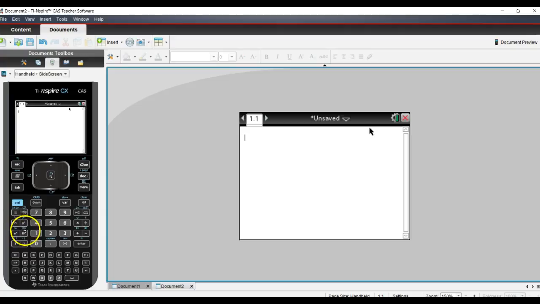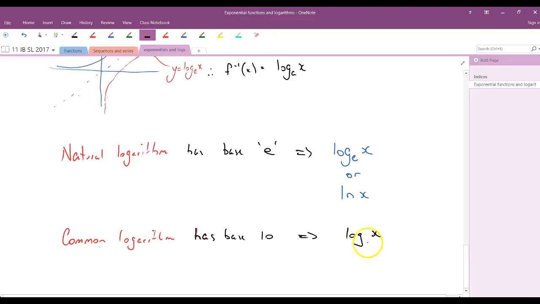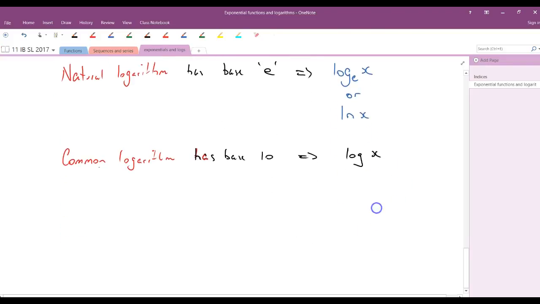What you'll also see here, just to its right, is the log button, and that's log base 10, and that's called the common logarithm. So the common logarithm has base 10, and we just write that as log x. So the default, if you don't see anything here, is 10. It's the common logarithm, and ln, or log base e, is called the natural logarithm.